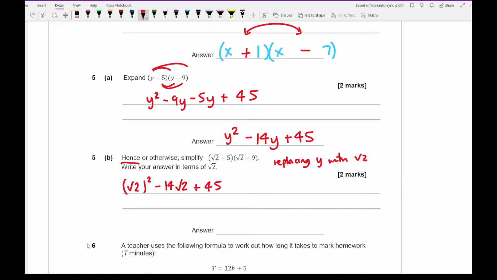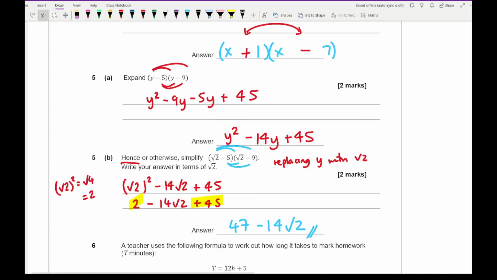Now root 2 squared is going to be root 4, which is just 2. So that becomes 2 minus 14 root 2 plus 45. And then if I add those two things up together, I get 47 minus 14 root 2. And there is my final answer. Another way of doing it is you could obviously just multiply out the brackets and simplify, but I would say that's where the hence comes from.